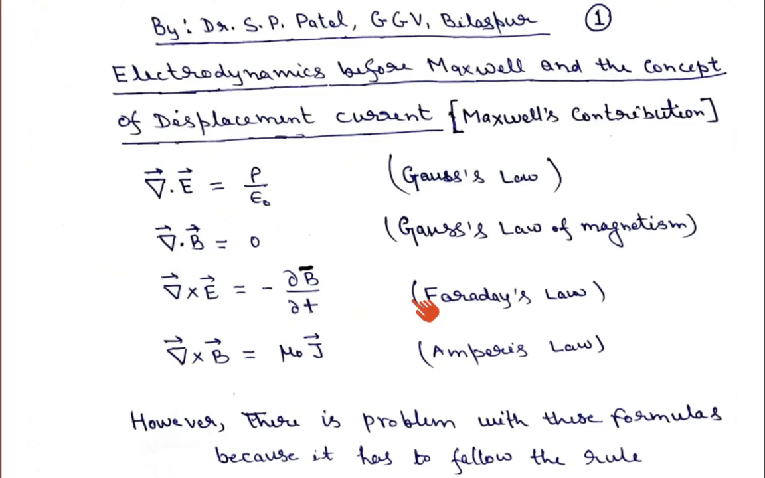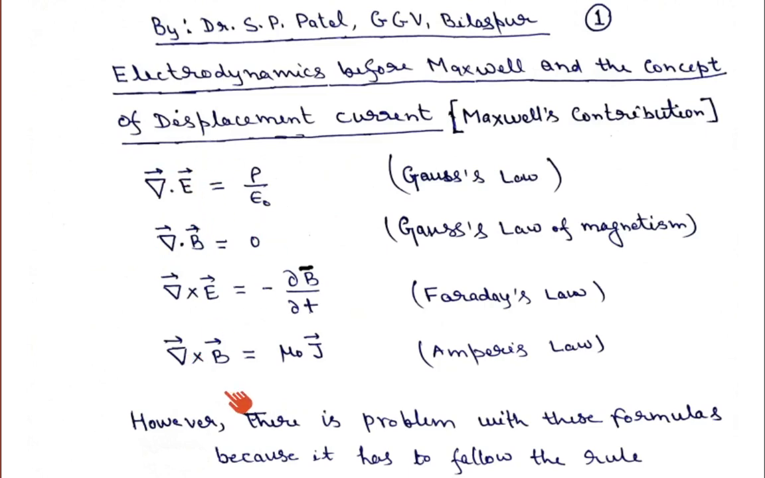So these four equations, Gauss's law of electrostatics, Gauss's law of magnetism, Faraday's law, and Ampere's law, when we write them together as equation 1, equation 2, equation 3, equation 4, are what is called Maxwell's equations. But here I have written that these equations are before Maxwell.